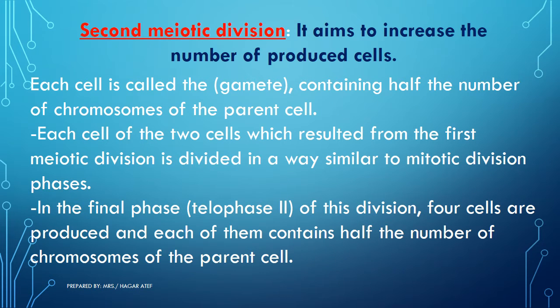Second meiotic division. It aims to increase the number of produced cells. Each cell is called a gamete, containing half the number of chromosomes of the parent cell. Each cell of the 2 cells, which resulted from the first meiotic division, is divided in a way similar to mitotic division phases. In the final phase, or telophase 2, of this division, 4 cells are produced and each of them contains half the number of chromosomes of the parent cell.